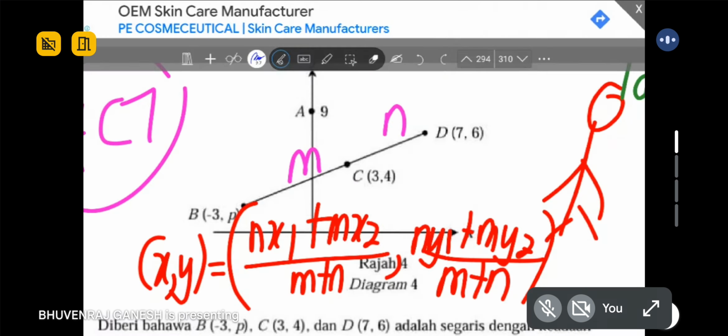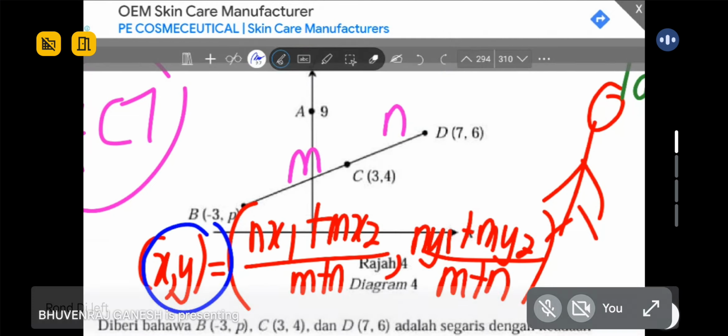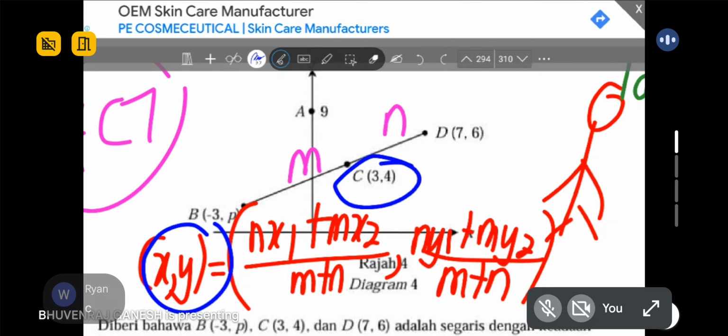Okay, so now this XY, right? You will substitute with what, guys? May I know? Yang biru tu ganti dengan apa? Koordinat yang mana? B, C, or D? Which one? Yes, very good. You substitute with coordinate C.